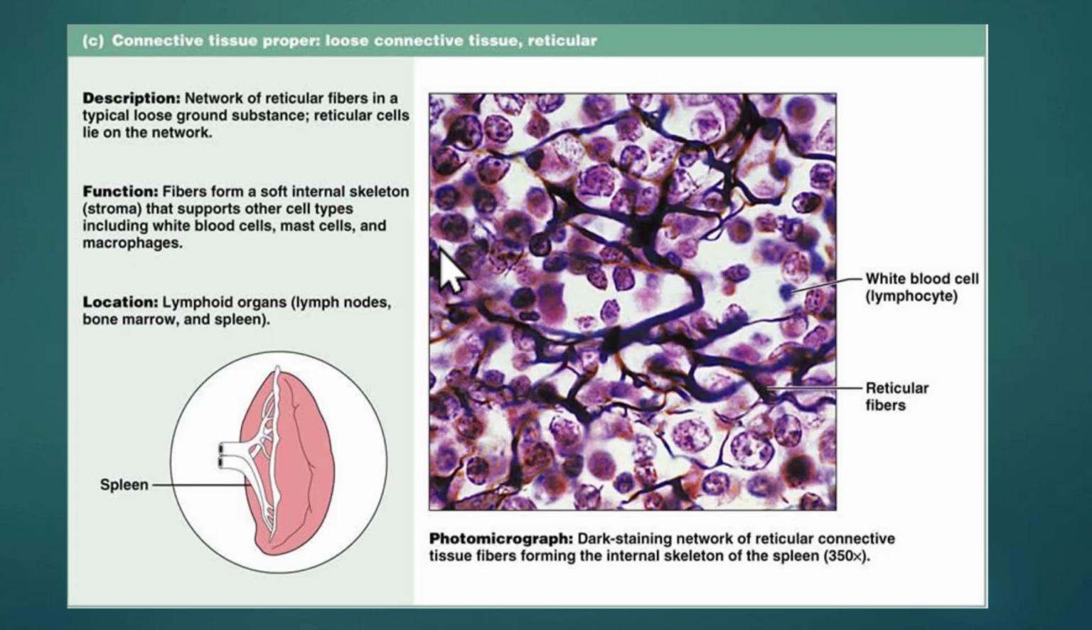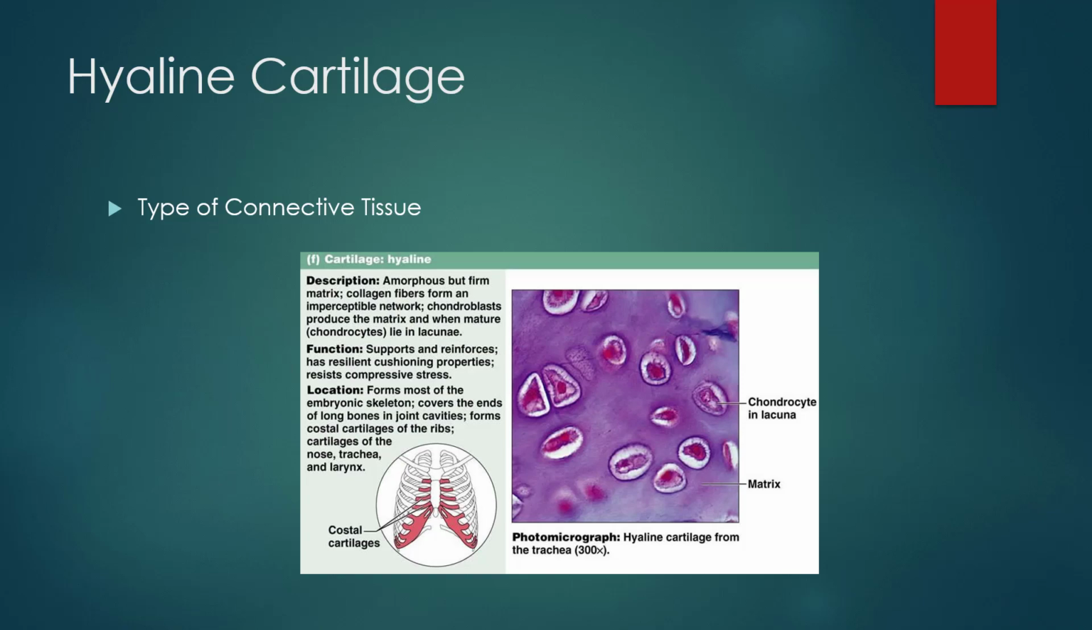So what connective tissue really does is provide these fibers that these cells can attach onto. And if you look at this, these cells are white cells. These are lymphocytes, and they're attaching to these fibers. It just provides a nice skeleton for them to attach to so that they can be there.